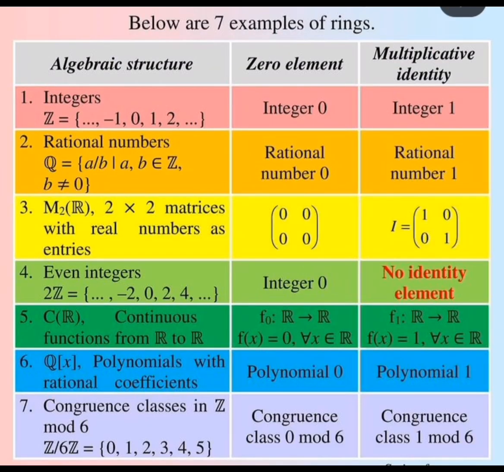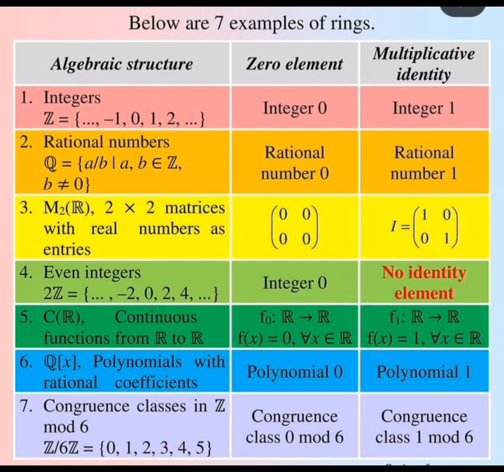So moving to the next, we have the examples of rings. We have about 7 examples of rings. The first one we have is the set of integers. The set of integers is a ring. The zero element there is 0, and the multiplicative identity is 1.